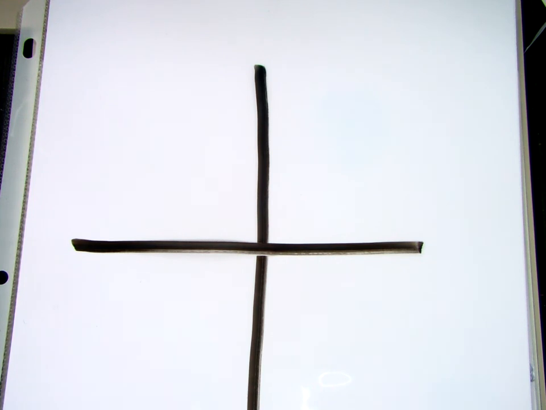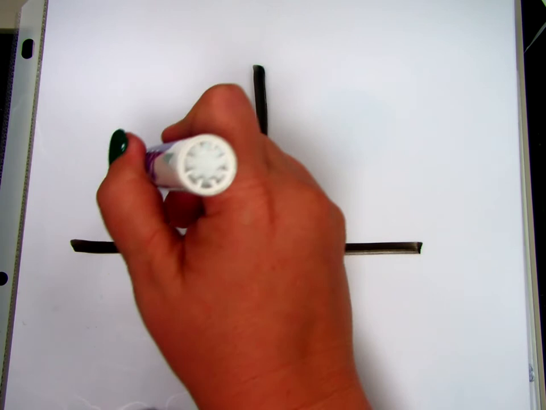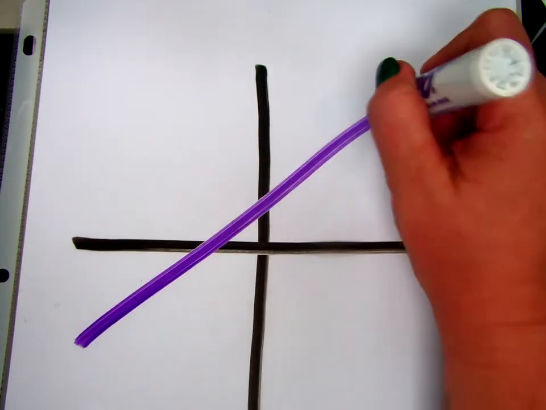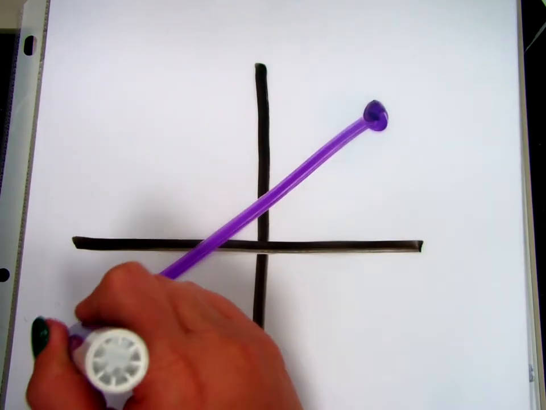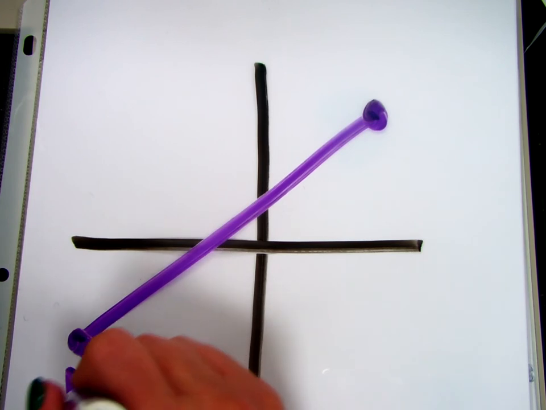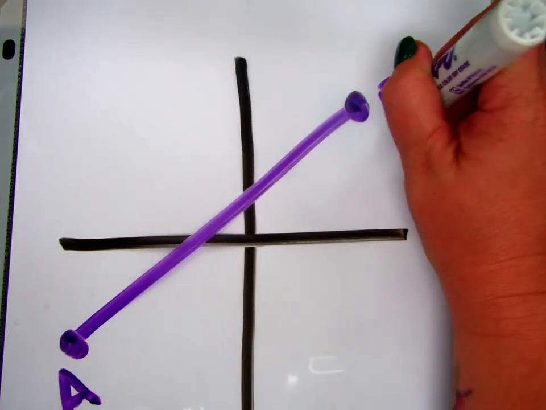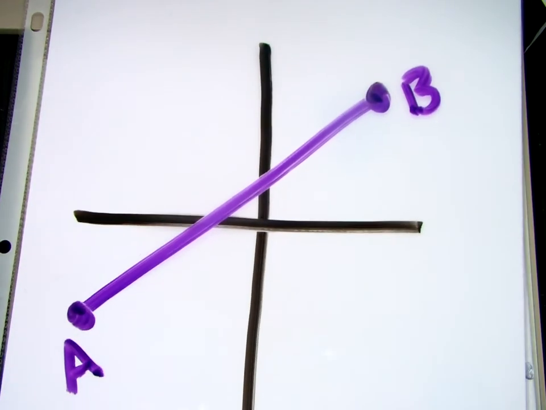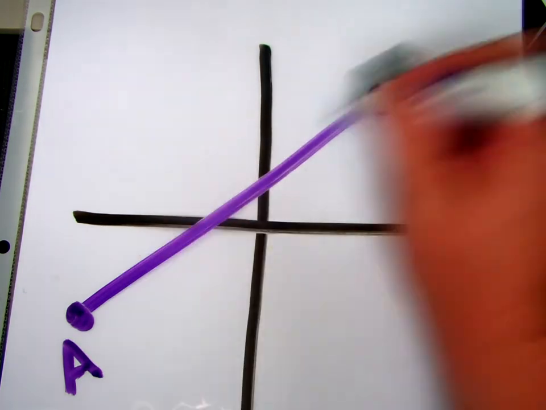And then I have a segment here and here. Let's say it has endpoints A and B. The midpoint is going to be exactly in the middle. Yes? Wherever the middle lands.